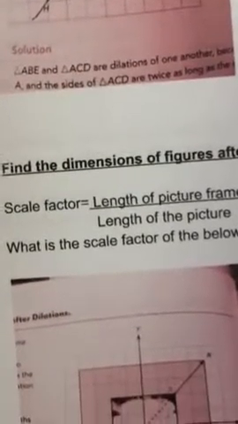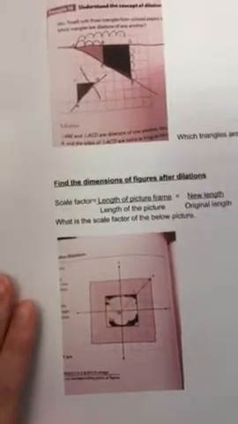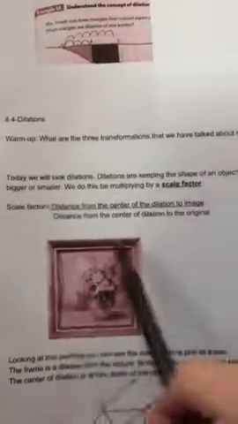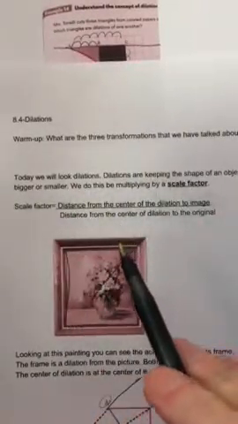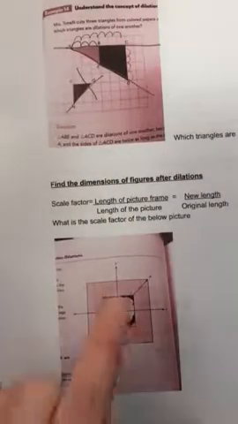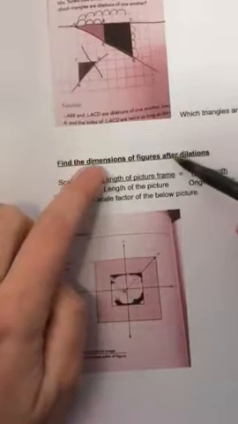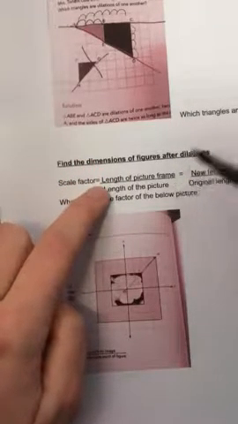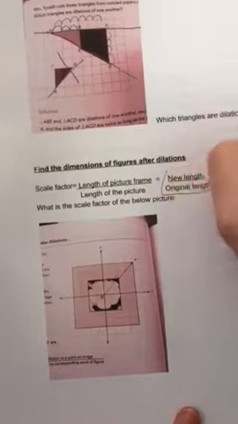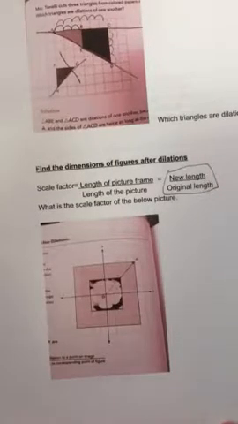Okay, so we're going to find the dimensions of figures after dilations, okay? So if I look at this very beautiful picture, they want me to find the scale factor, okay? Now remember earlier, a few minutes ago, we talked about the scale factor, and we had this very complicated way of explaining it, right? But basically, I'm looking at this picture frame, again, a picture inside of a picture frame. And I want to know the scale factor. So I'm going to take the length of the picture frame over the length of the picture to find it, okay? Basically, in very easy terms, I'm taking the new length over the original length. So the picture is the original length, the frame is the new length.